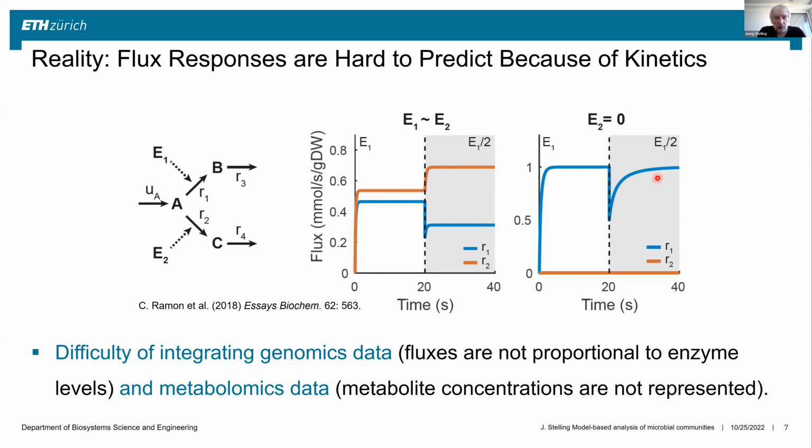So this is also one of the main difficulties in how we want to or aim to integrate genomics data, simply because fluxes are not proportional to enzyme concentrations, and the same essentially holds for metabolomics data. So that's on the data integration side.